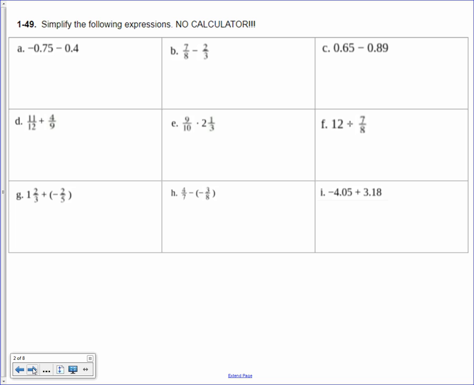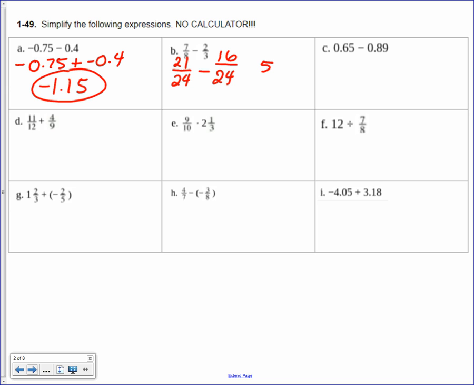Problem number 49, you had to simplify each expression without a calculator. So make sure you're changing any subtraction to addition. So you should have showed some work on this. So I rewrote this as 0.75 plus negative 0.4 to get the answer of negative 1.15. Part B, I had to find a common denominator. So I used 24. 3 times 7 is 21. 8 times 2 is going to be 16. So I end up with 5 24ths.